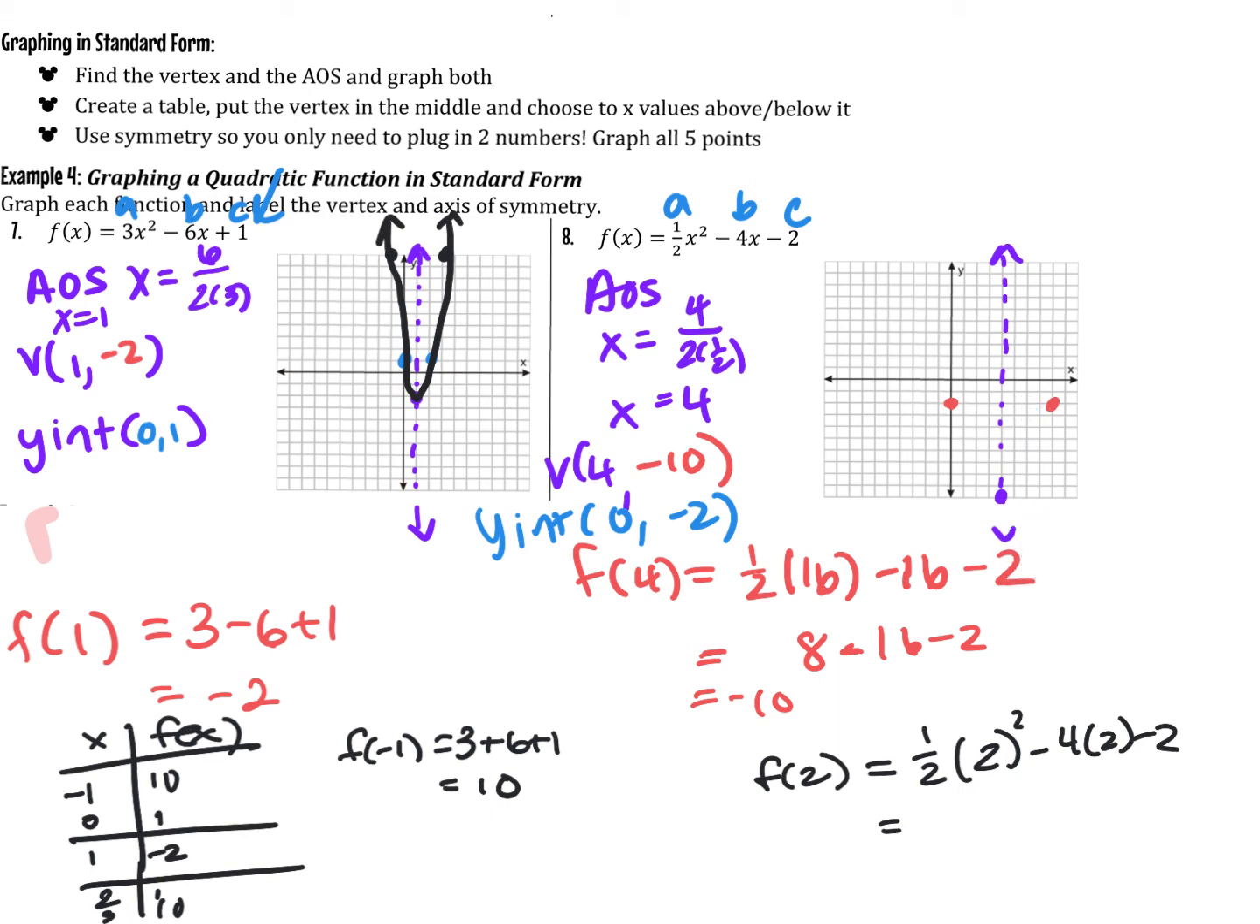So 2 squared is 4, half of 4 is 2. 4 times 2 is 8. So this is going to end up being negative 8. So I can plot the point (2, negative 8). It's going to be here, and I can reflect that over to the other side. And now I have enough to connect and make my graph.